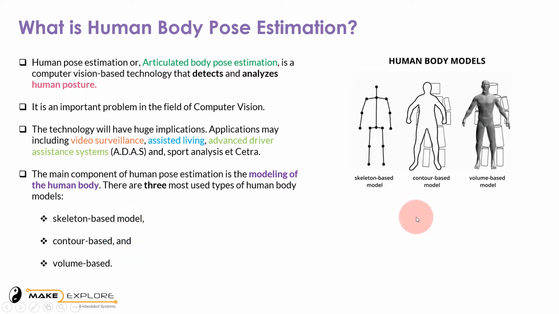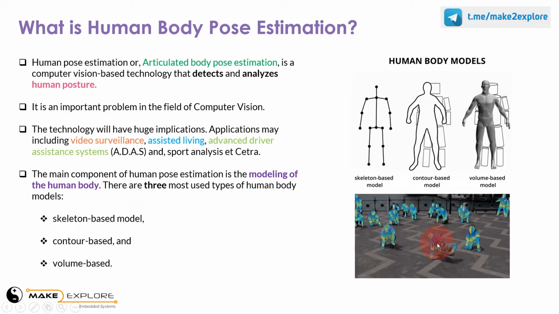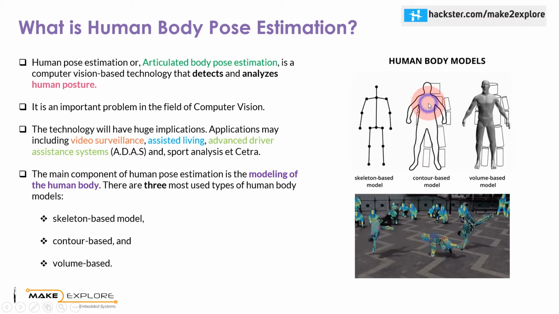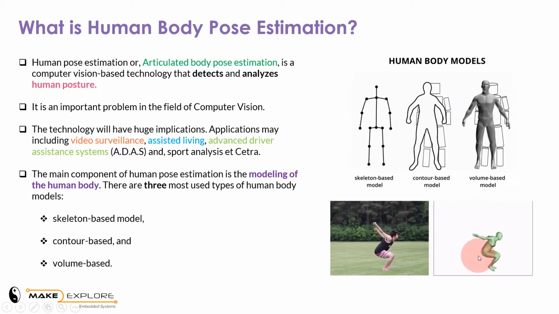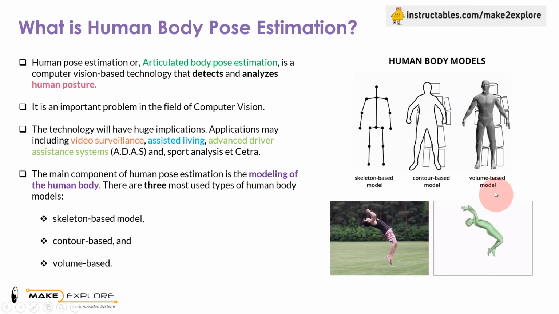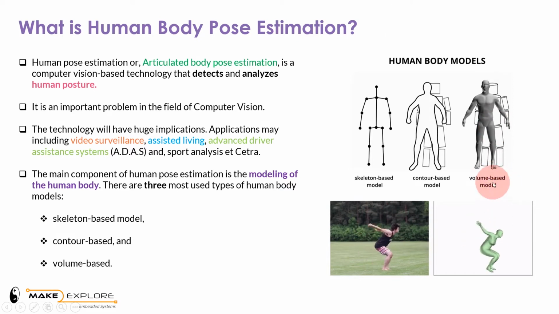Then, contour-based model consists of the contour and rough width of the body, torso, and limbs, where body parts are presented with boundaries and rectangles of a person's silhouette. Next is volume-based model, which consists of 3D human body shapes and poses, represented by volume-based models with geometric meshes and shapes, normally captured with 3D scans.